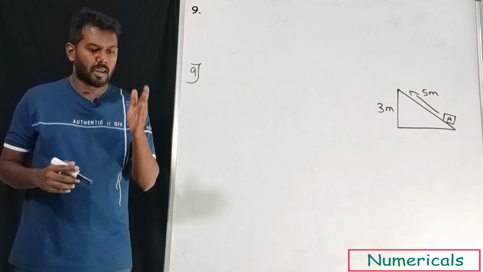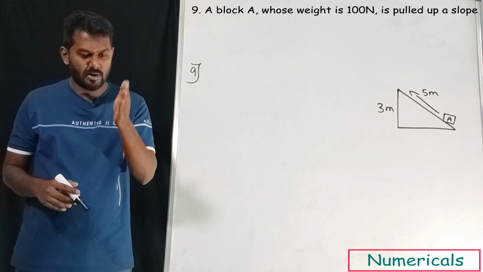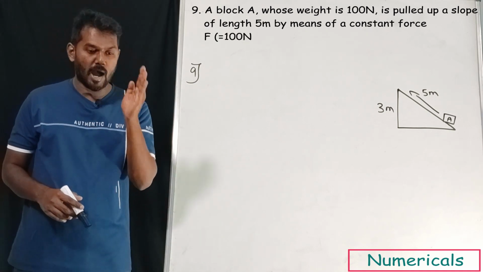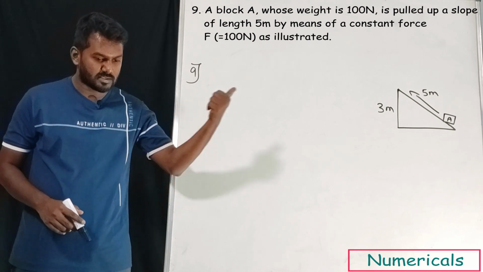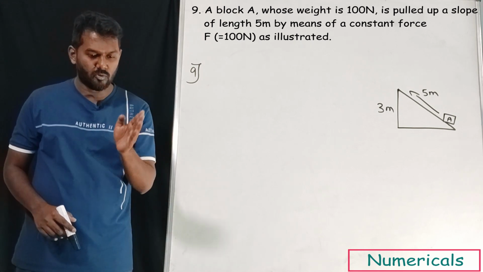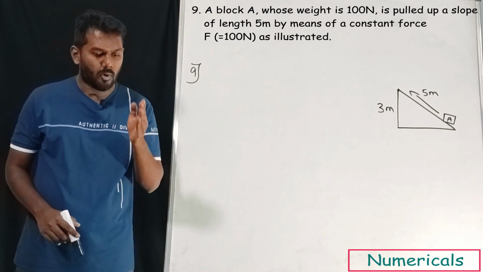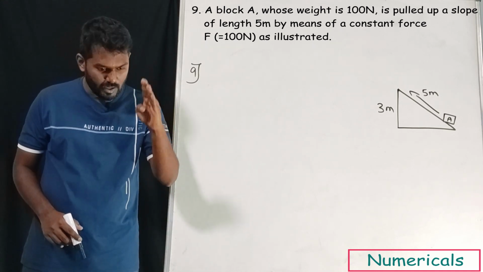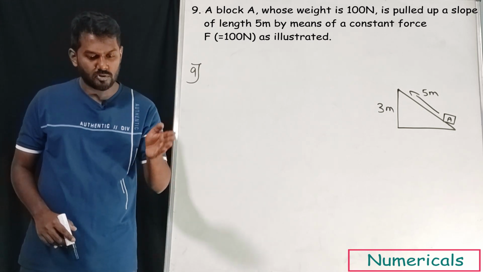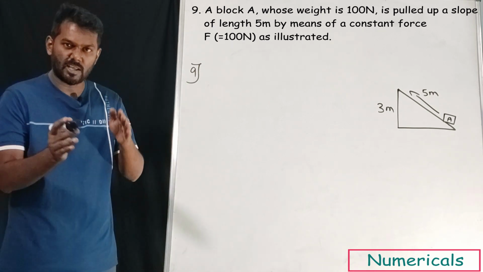Question number 9. A block A whose weight is 100 Newton is pulled up a slope of length 5 meter by means of a constant force that is equal to 100 Newton, as illustrated in the diagram. First question, what is the work done by the force F in moving the block A 5 meter along the slope? Second sub question, what is the increase in potential energy of the block A? Third sub question, account for the difference in work done by the force and increase in potential energy of the block. Okay, don't worry about the third question, I will explain it later.